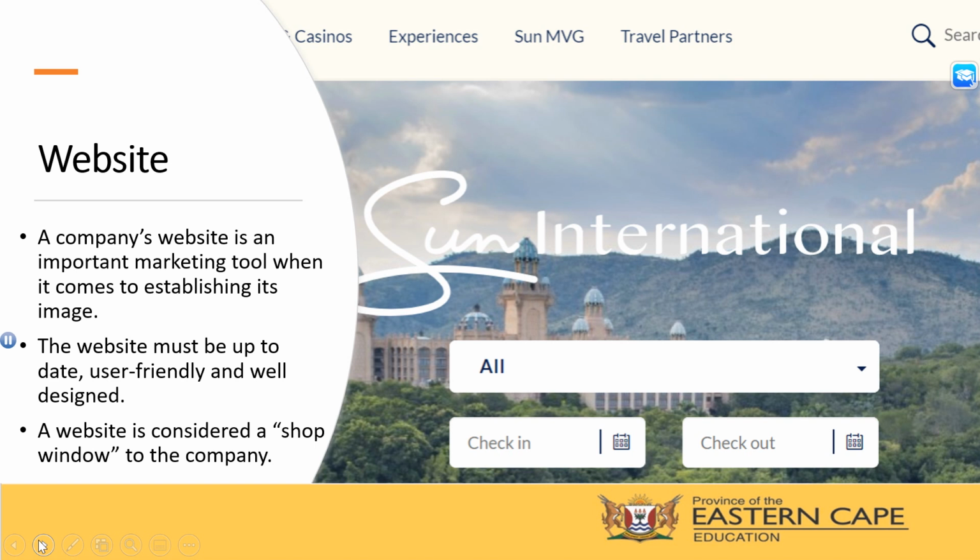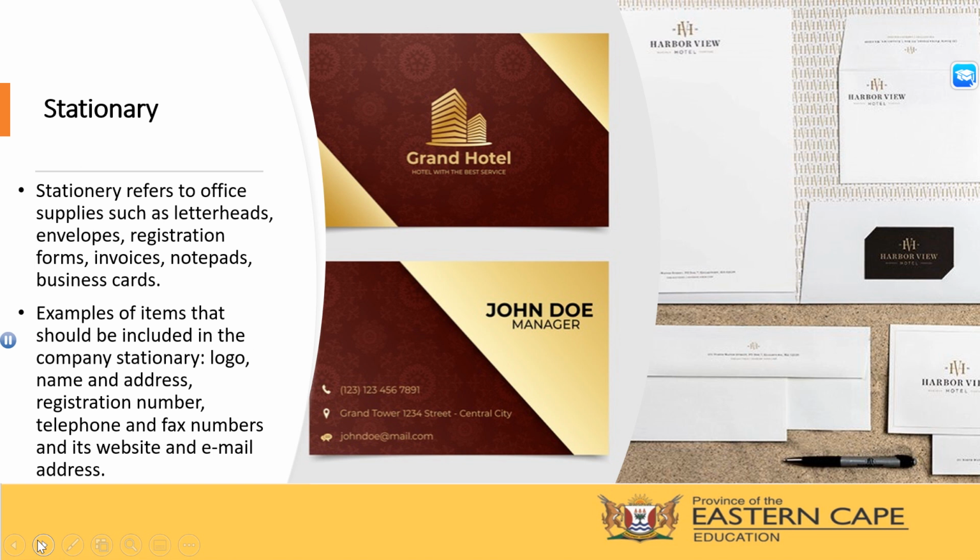Don't know if any of you have ever looked around on a website and tried to find information that you cannot find. A website such as that is not user-friendly and not well designed. So in tourism businesses, we must remember that the website is our shop window, and we need to make it as user-friendly as possible for the potential customers. The next aspect that we will be focusing on is company stationery.